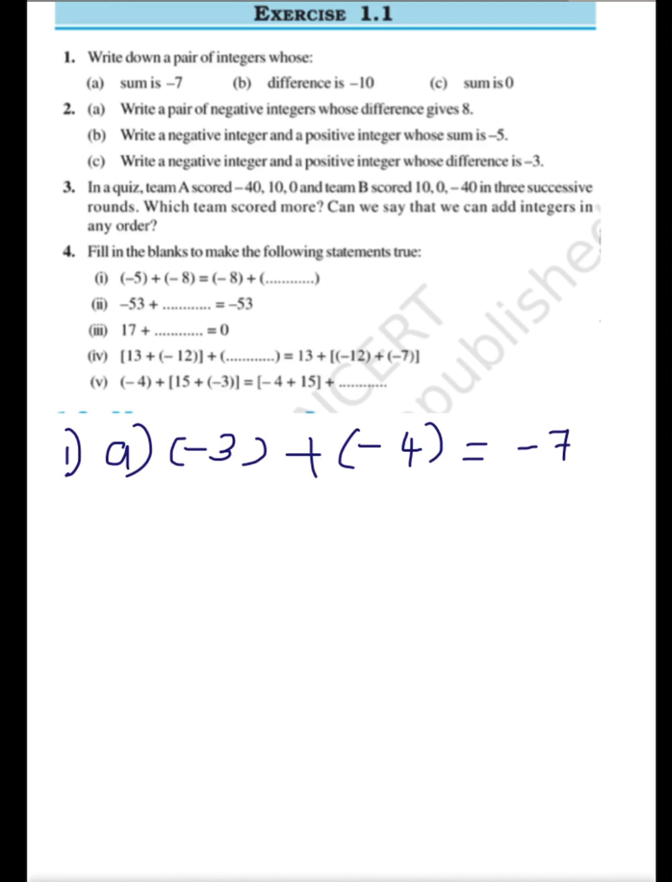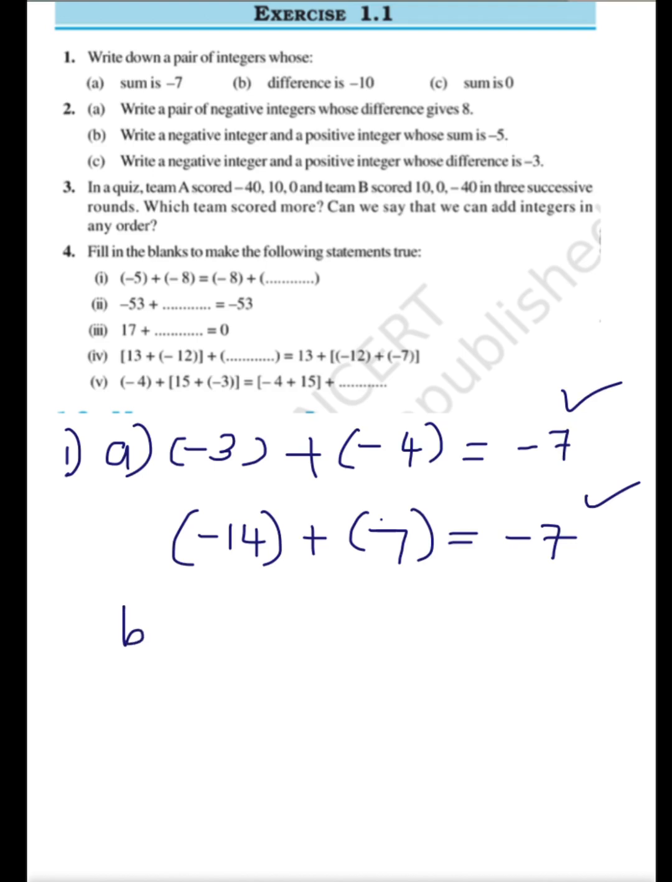For example, suppose I am taking minus 14. Minus 14 plus 7 is equal to, what is minus 14 plus 7? It's again minus 7. So this is also correct and this is also correct. Write down a pair of integers whose sum is minus 7. Only condition is that answer should be minus 7. So both of these you can use.